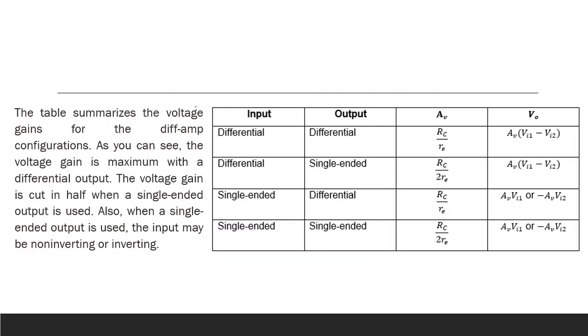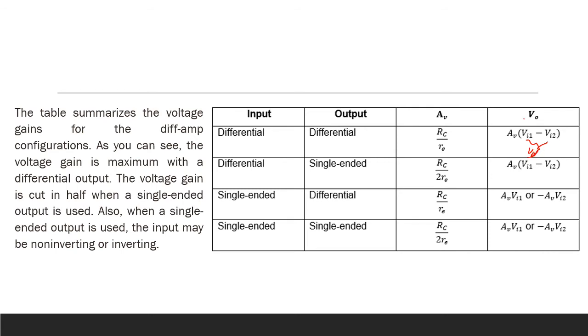Now, this table now summarizes the voltage gains for the differential amplifier configurations. So, we can have multiple na dito, combination. So, pwede na ang input mo differential or single-ended. Tapos yung output mo naman, pwedeng differential and single-ended. Ito yung combination nila, kumbaga. Now, if ang input mo ay differential at ang output mo ay differential, yung gain mo is RC over RE. And yung V out mo, that is AV times the differential gain. Remember, this is also differential input pala, rather.